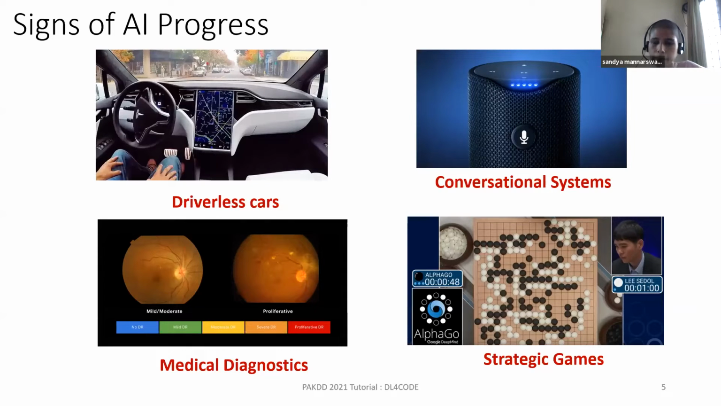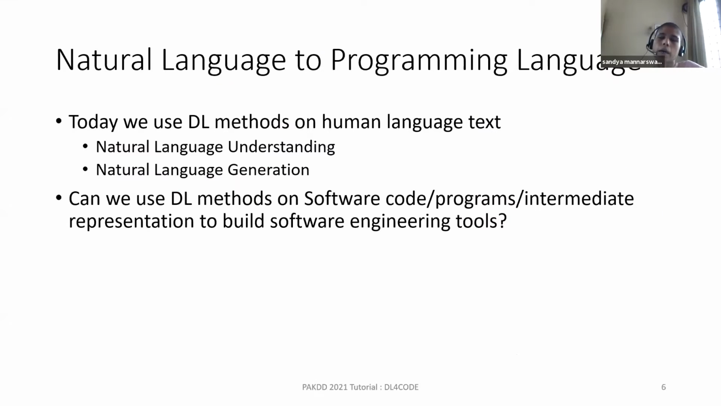However, when you think about it, given that we have talked a lot about different real world applications, when we talk about NLP or natural language processing in the context of deep learning, most of the applications or systems have been built on human language text.